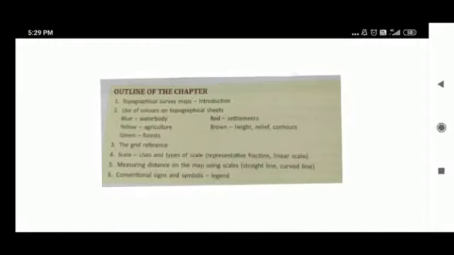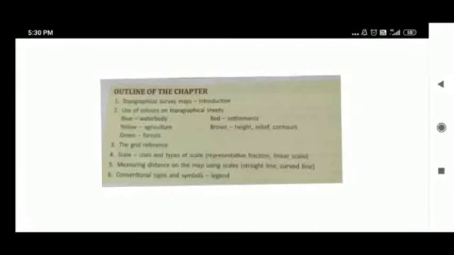This chapter, representation of geographical features, the outline of the chapter is divided into 6 parts. The first part is topographical survey maps. Second, the use of colors on topographical sheet. Third, the grid reference. Fourth, scale. Fifth, measuring distance on the map using scales. Sixth, conventional signs and symbols. Now in this chapter, we'll go according to the points given as an outline.